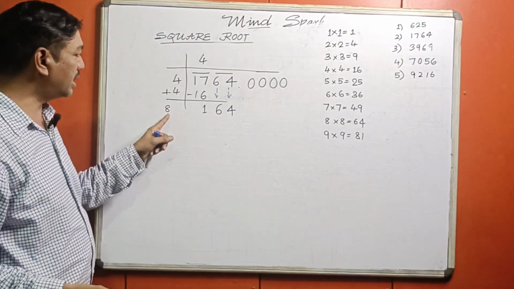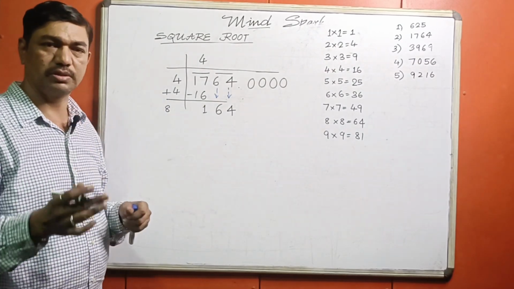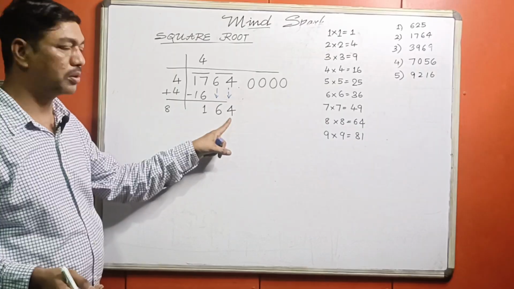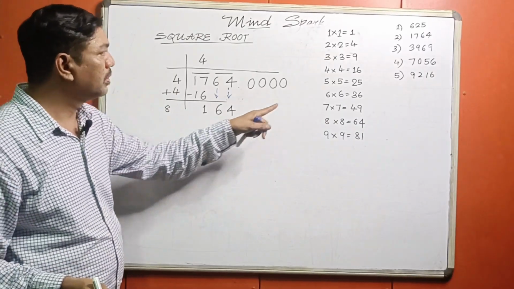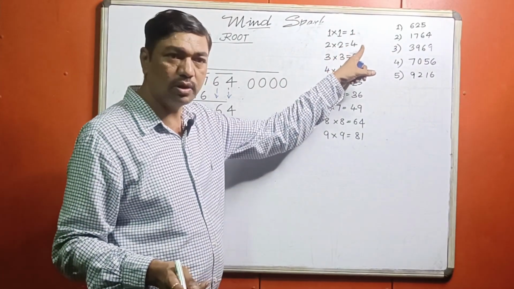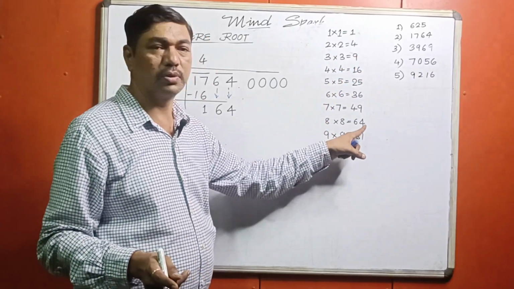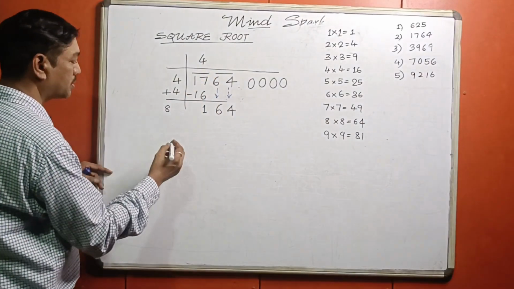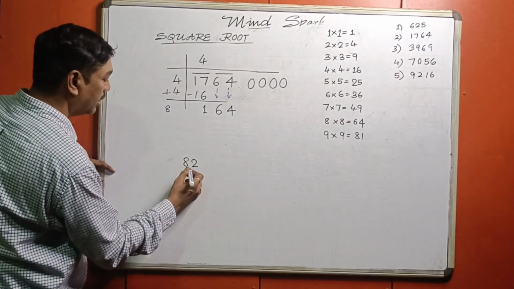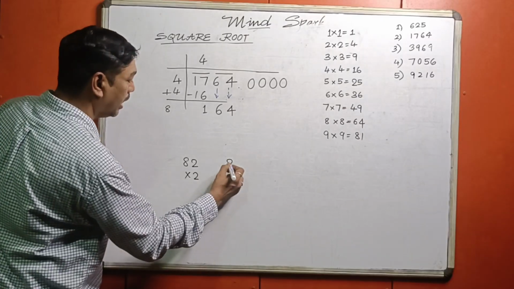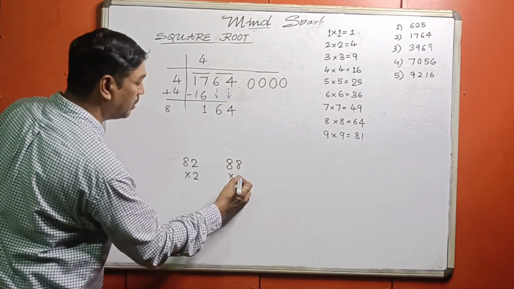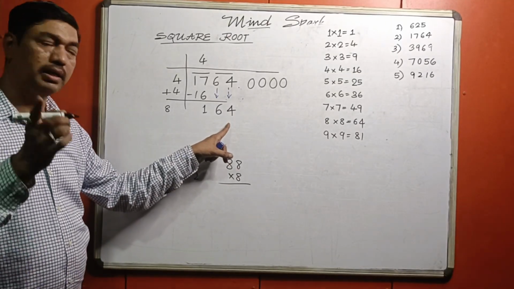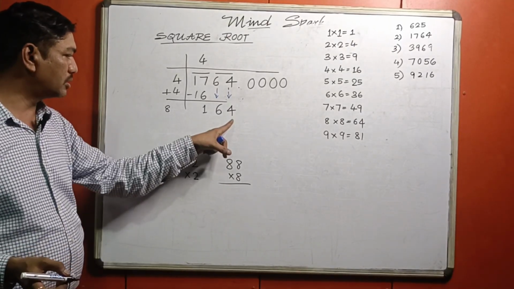So for this 8 you have all the options. Before knowing these options you should see the last number. Last number is what? 4. Then you can see here, either 2 twos are 4 or 8 eights are 64. So either of them will match. So you can go for either 2 multiplied by 2, or 8 multiplied by 8. In both cases you will get the unit number as 4.